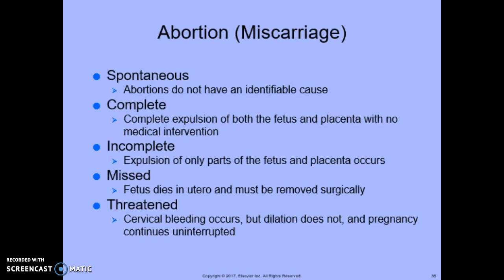Missed: the fetus dies in utero and must be removed surgically. And threatened: cervical bleeding occurs, but dilation does not, and pregnancy continues uninterrupted. It's estimated that 1 in 3 pregnancies terminates by a naturally occurring abortion, and in most cases, the causes are not clear.